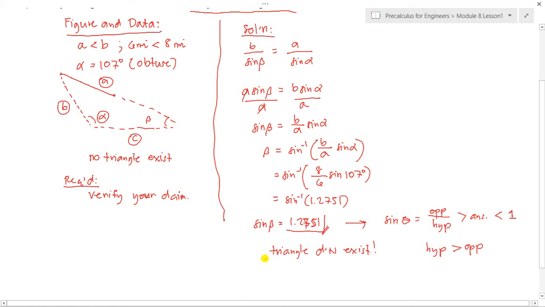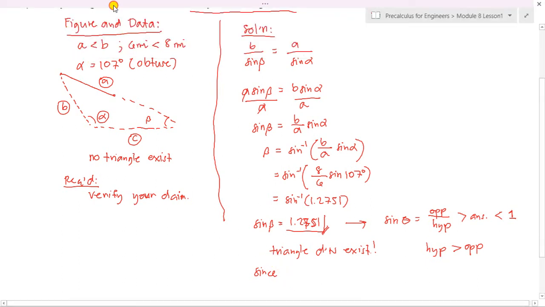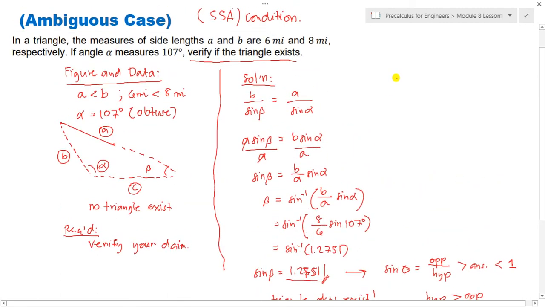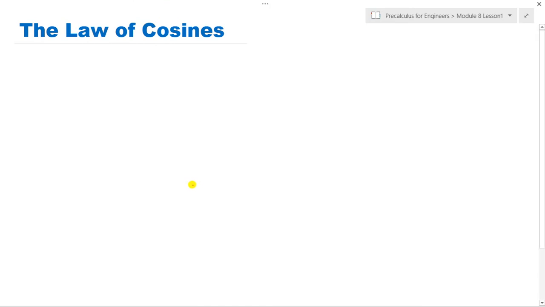Because of this, since sine beta should be less than 1, no triangle exists here. So we verified it mathematically. Okay, so let's proceed to the law of cosines.